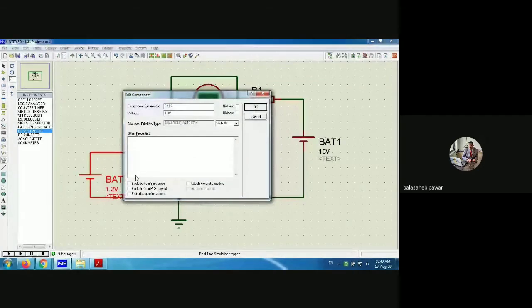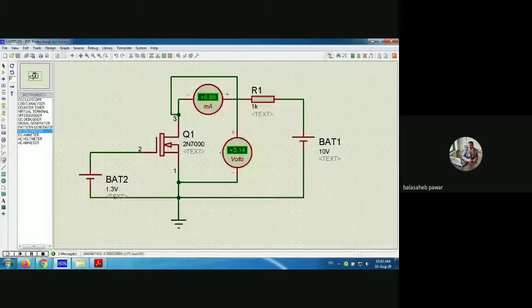Okay. Again, increase this voltage from 1.2 to 1.3. Just say okay, and again run it. Now the current increases directly to 6.86 milliamperes, right? And the voltage drop across the transistor, that is VDS, goes down to 3.14 volts. Noted? So you prepare three columns. One is for input voltage, the second column is for output current, and the third column is for output voltage, that is VDS. Okay. Again increase this input voltage from 1.3 to 1.4.